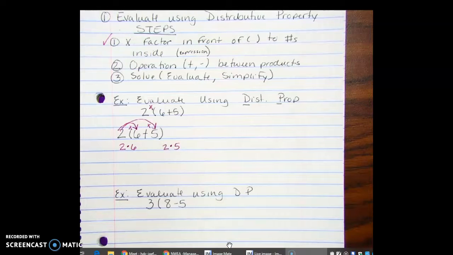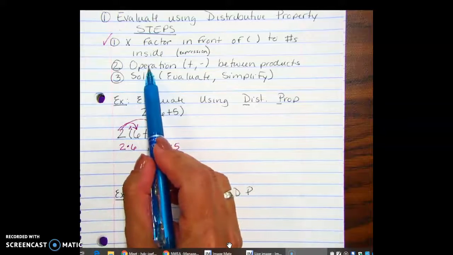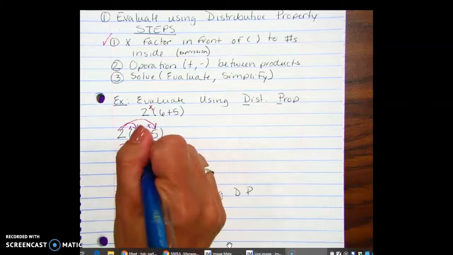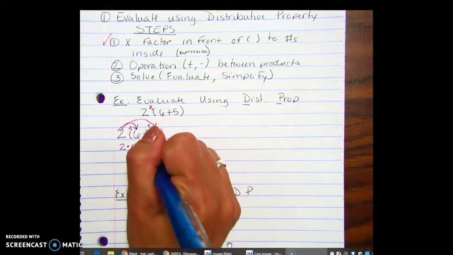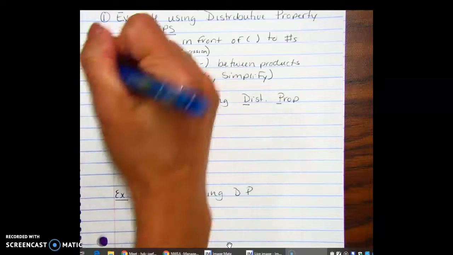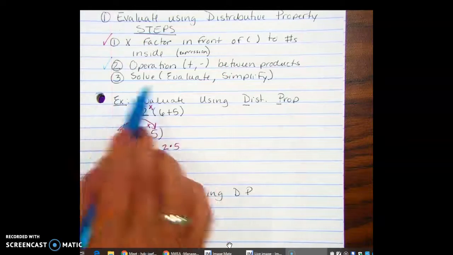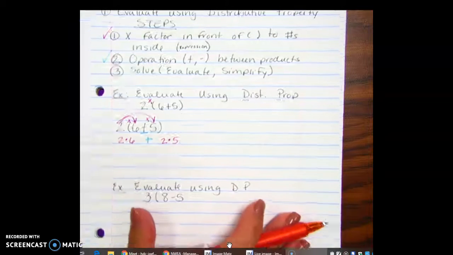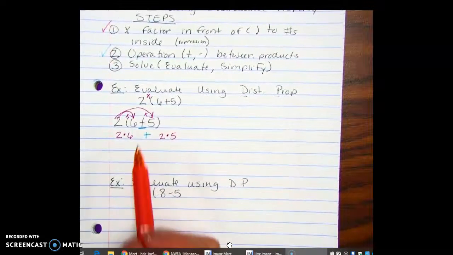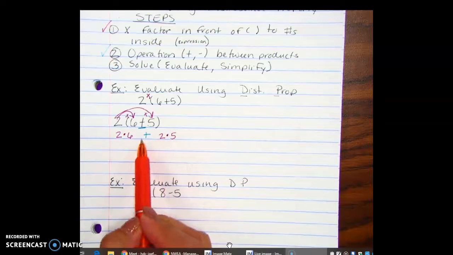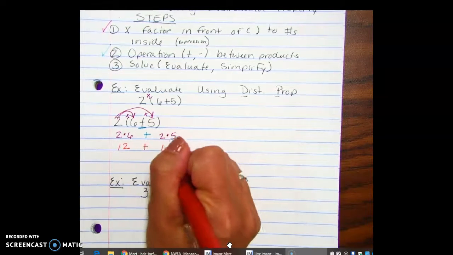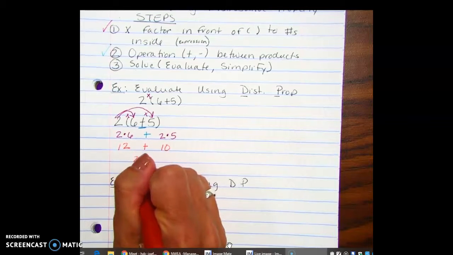Done. Next, I'm going to write the operation, either add or subtract, between the products. What's my operation? Right here it says add, so I'm going to add. Done. Then it says to solve. Well, how do I solve? With the order of operations, we always solve by multiplying, then adding. So I have 12 plus 10, which equals 22.